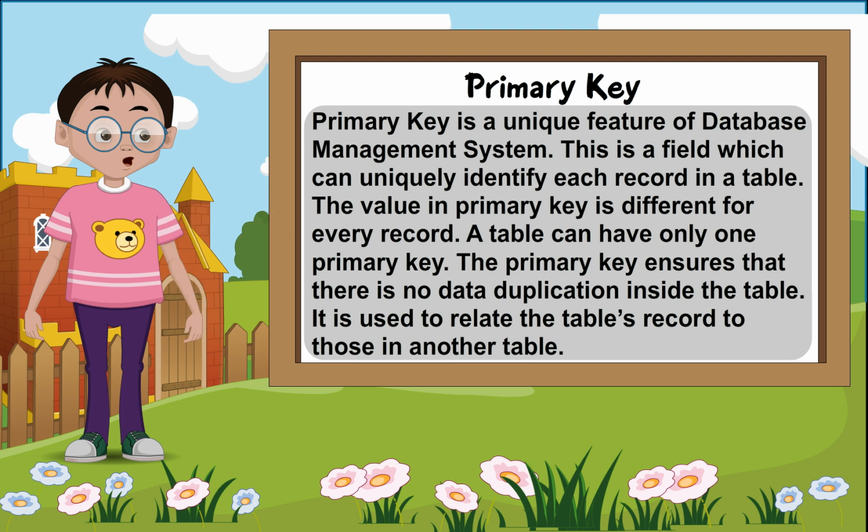Primary key. Primary key is a unique feature of a database management system. This is a field which can uniquely identify each record in a table.